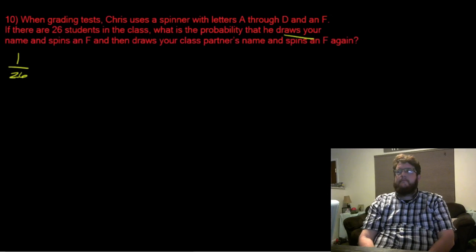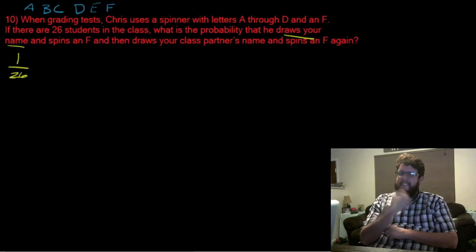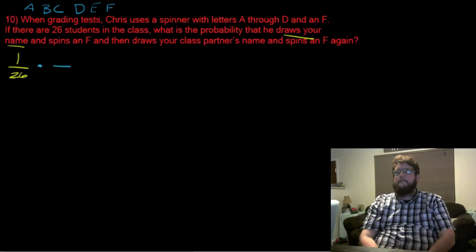Drawing your name and spinning an F. To spin an F, he has A through D and F, so he's got A, B, C, D, E, and F. So there are 6 letters total. F is one of those letters. Let me go ahead and underline that, spins an F.